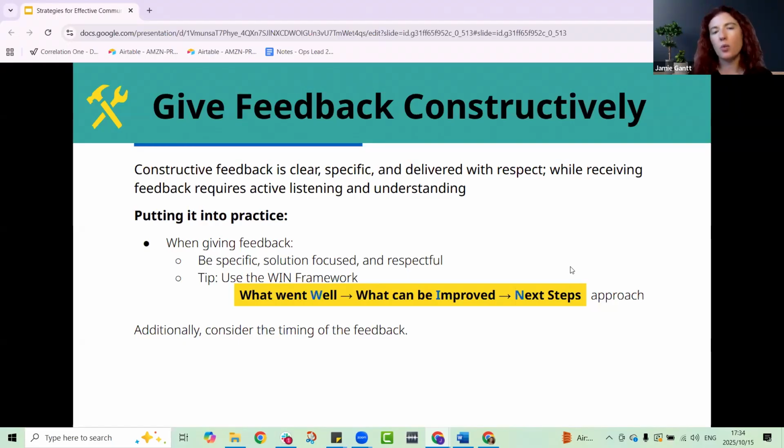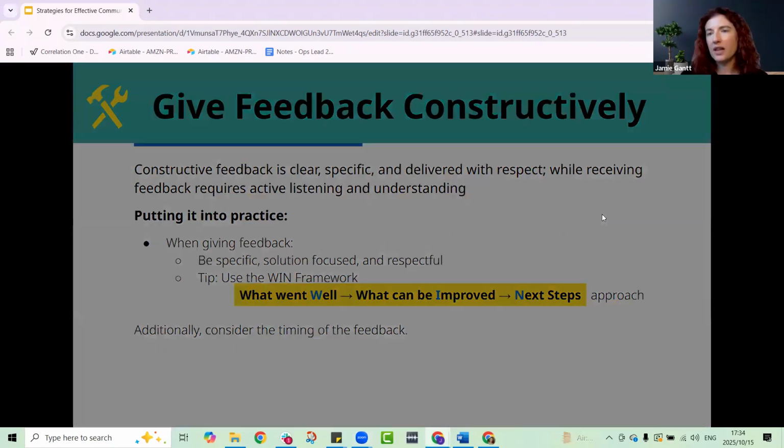So what went well, what can be improved, and what are the next steps? Next steps is important, especially if you are giving feedback for improvement. The person needs to understand how to implement the feedback. So giving them an idea of what to do next is going to help a lot. Akshi Raj says it depends on emotional maturity and growth mindset and if you are open to receiving feedback and work on it. Yes, that's so true. 100%. Thank you for that.